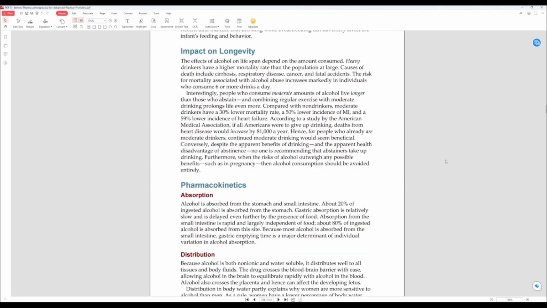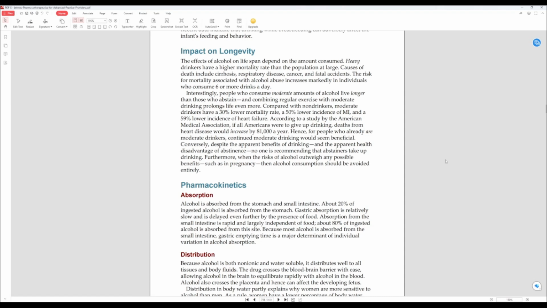The impact on longevity. The effects of alcohol on the lifespan depend on the amount consumed. Heavy drinkers have a higher mortality rate than the population at large. Causes of death include cirrhosis, respiratory disease, cancers, and fatal accidents. The risk for mortality associated with alcohol abuse increases markedly in individuals who consume 6 or more drinks a day. Interestingly enough, people who consume moderate amounts of alcohol live longer than those who abstain. And combining regular exercise with moderate drinking prolongs life even more.